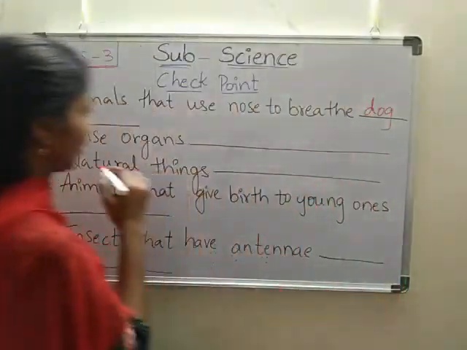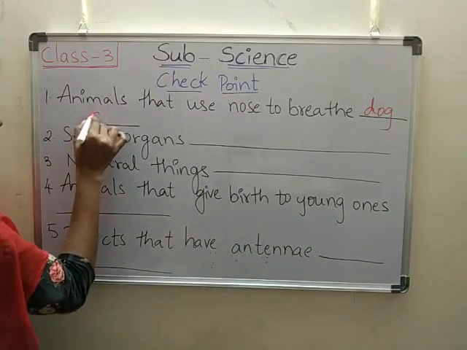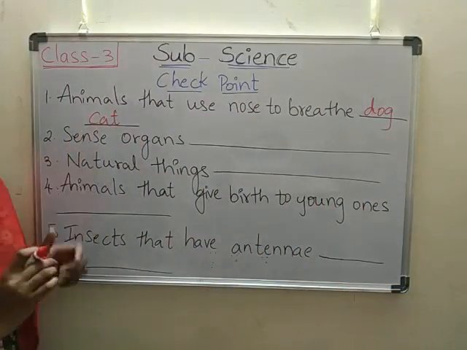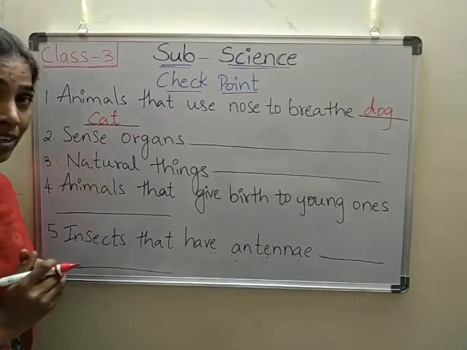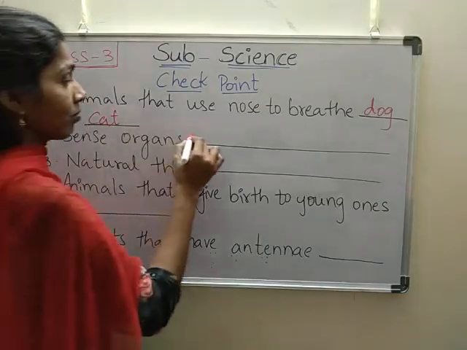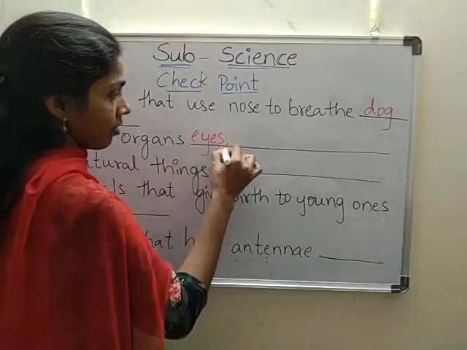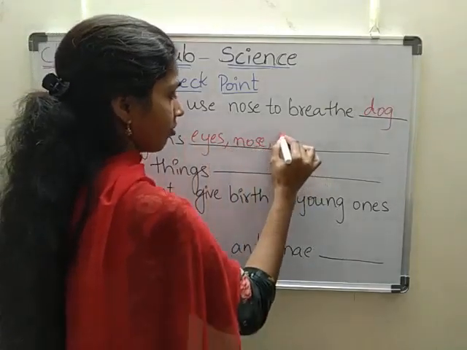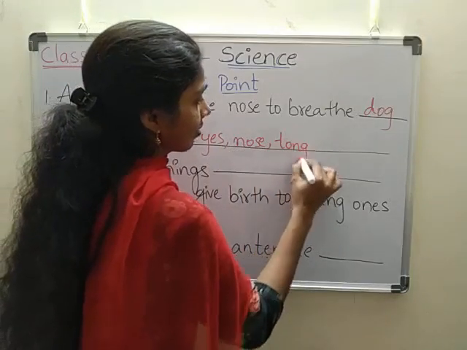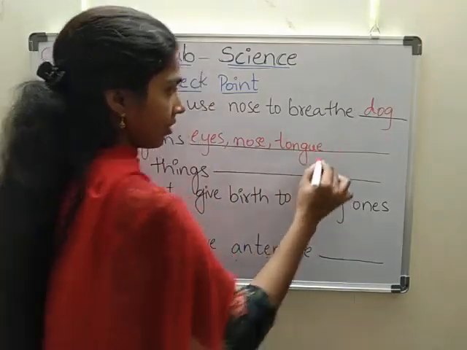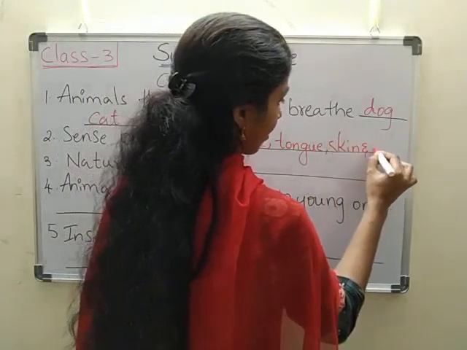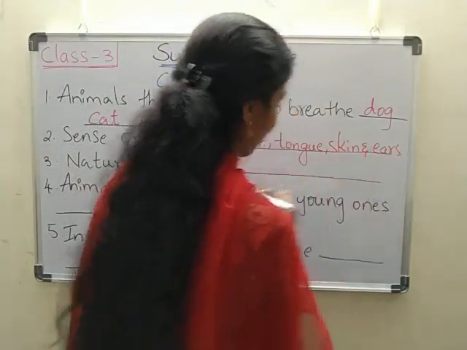Dog, very good. And cat, right? Okay. Now tell me, children. Name any two sense organs. Very good. Eyes, okay. Nose, very good. Very good, children. Tongue, very good. Skin and ears. Excellent, children.